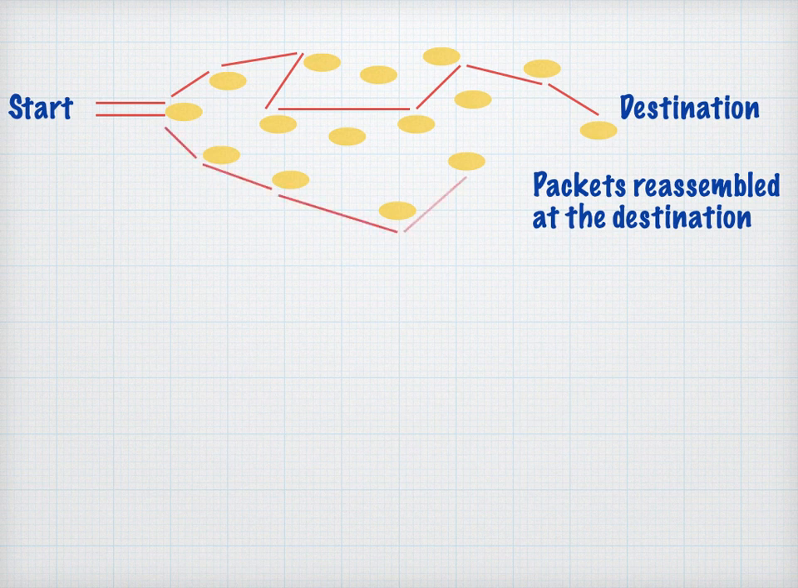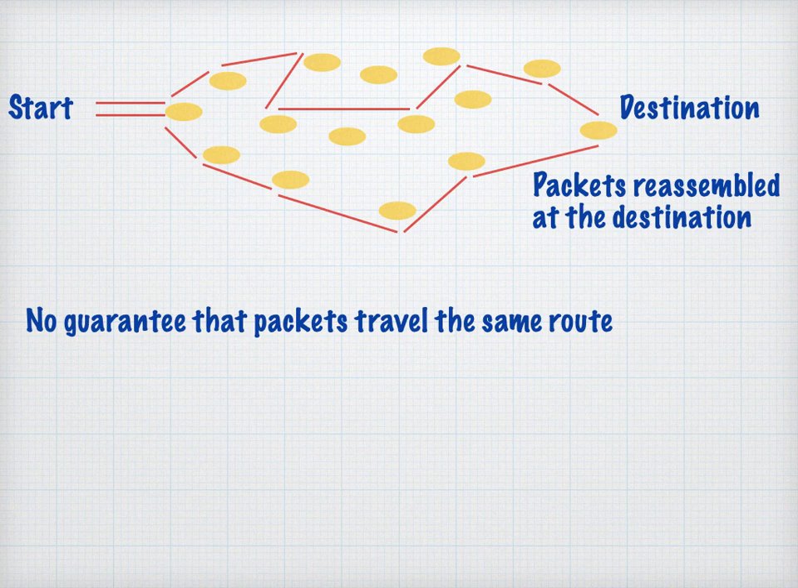Now, there's no guarantee that packets travel the same route, but the truth is, generally they do. But the advantage of this system is that, of course, if some of the nodes go down, it should still be possible for packets to find their way from the start to the destination.